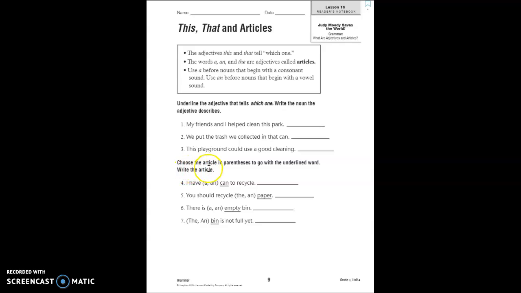Okay, next it says choose the article in parentheses to go with the underlined word and write the article. Now remember, a, an, and the are articles. Use a before a word that begins with a consonant and an before a word that begins with a vowel. And you'll hear it, boys and girls. I always tell you this. Sometimes if you just say it out loud, you'll say, that doesn't sound right. So let's take a look. It says, I have a can to recycle, or I have an can to recycle. Which one are we going to write?